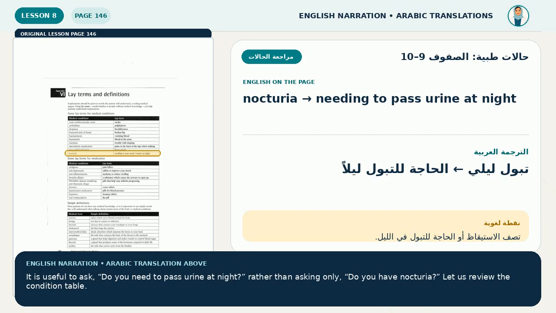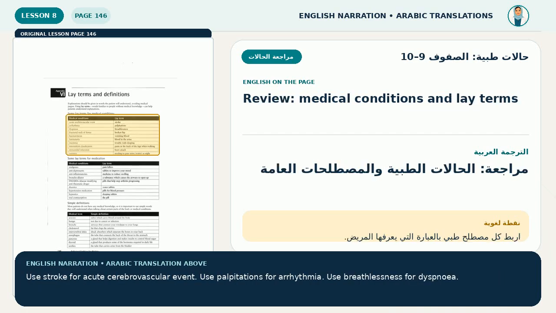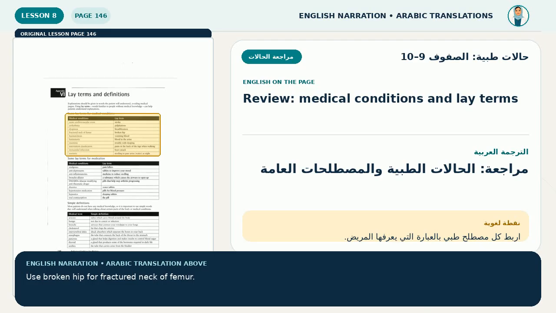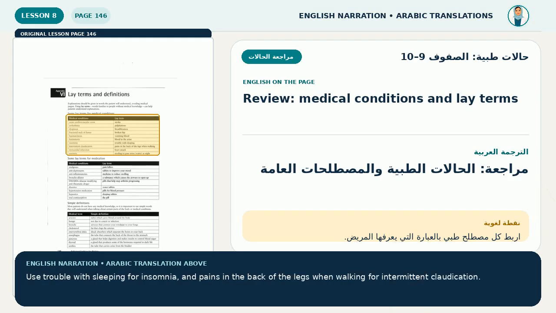Let us review the condition table. Use stroke for acute cerebrovascular event. Use palpitations for arrhythmia. Use breathlessness for dyspnea. Use broken hip for fractured neck of femur. Say vomiting blood for hematemesis and blood in the urine for hematuria. Use trouble with sleeping for insomnia and pains in the back of the legs when walking for intermittent claudication.